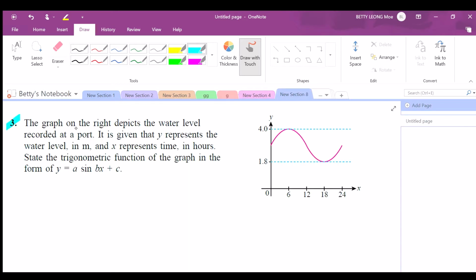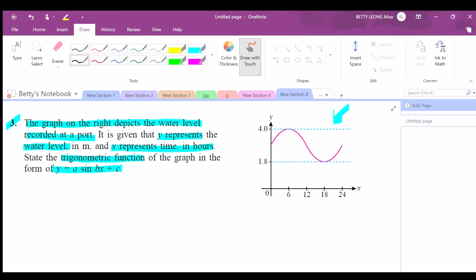Okay, the graph on the right depicts the water level recorded in a pot. It's given that y represents the water level in meters, and x represents the time in hours. You're asked to state the trigonometric function of the graph in the form of y equals a sine bx plus c. So you can see the graph is a sine graph.